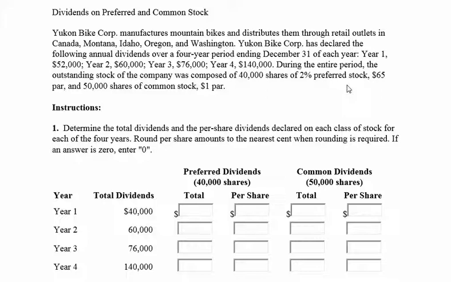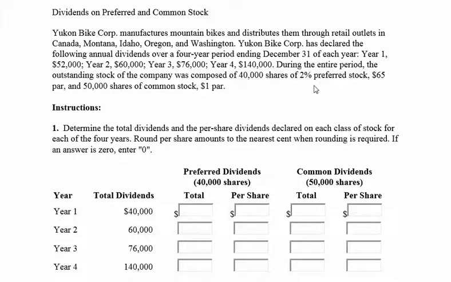So we start by calculating the amount of dividends that go to the preferred stockholders, and then we give the rest to common. Let's go ahead and do year number 1. This company has $40,000 total available for dividends in year 1. So we need to figure out how much goes to preferred and how much goes to common stockholders.